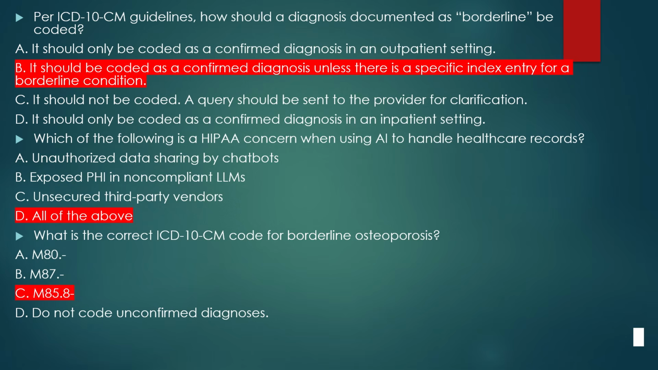What is the correct ICD-10 code for borderline osteoporosis? A. M80. B. M87. C. M85.8. D. Do not code unconfirmed diagnoses.